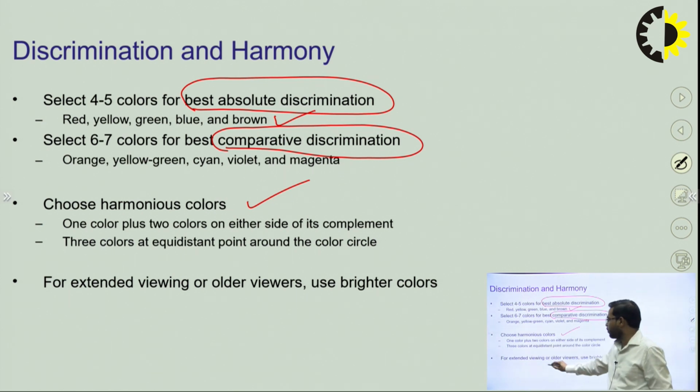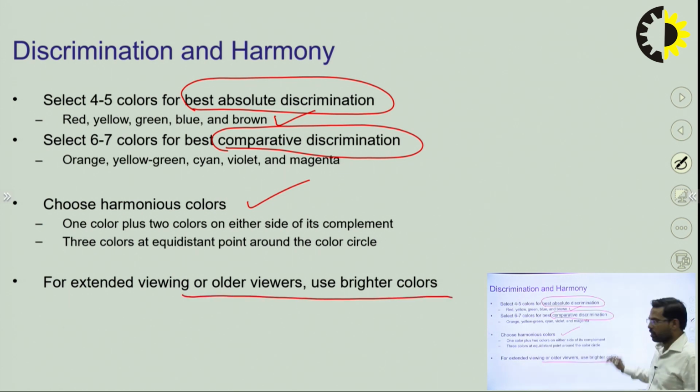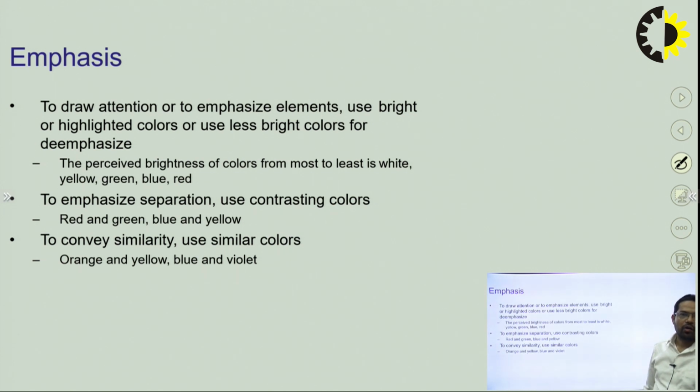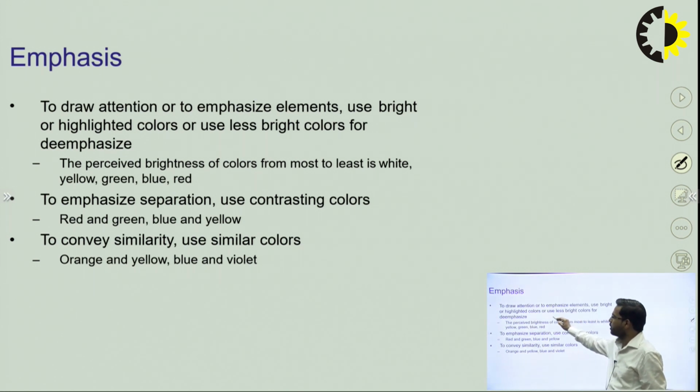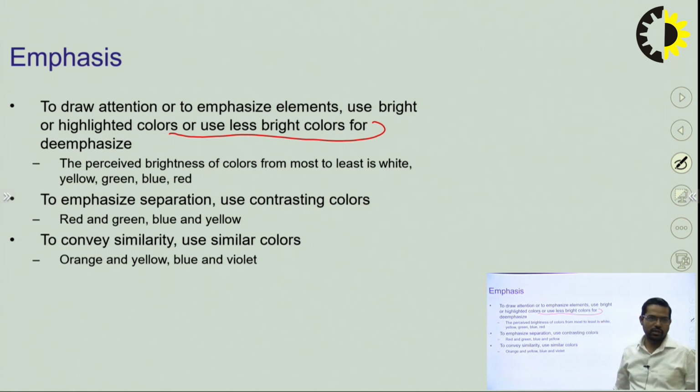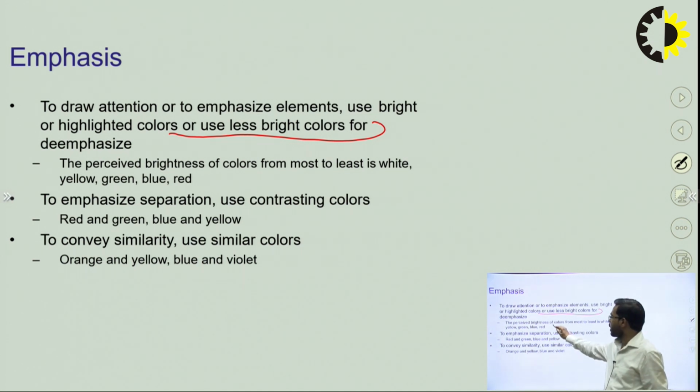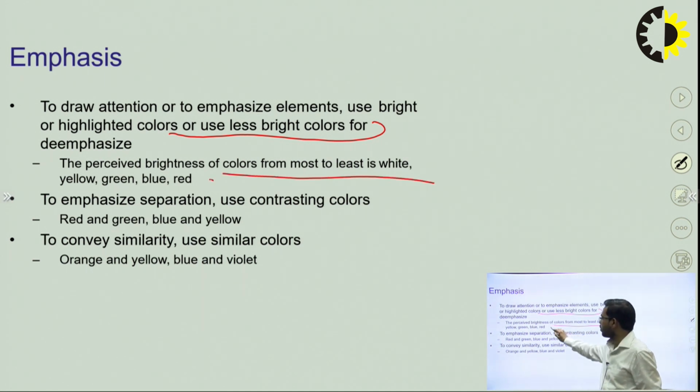For extended viewing or older viewers, use brighter colors. Which colors do we have to emphasize? To draw attention, to emphasize an element, use bright or highlighted colors, and use less bright colors to de-emphasize. For example, if I am not using this pen or light color pen, that is not emphasized, that is de-emphasized. The perceived brightness of color from most to least is white, yellow, green, blue, then red.